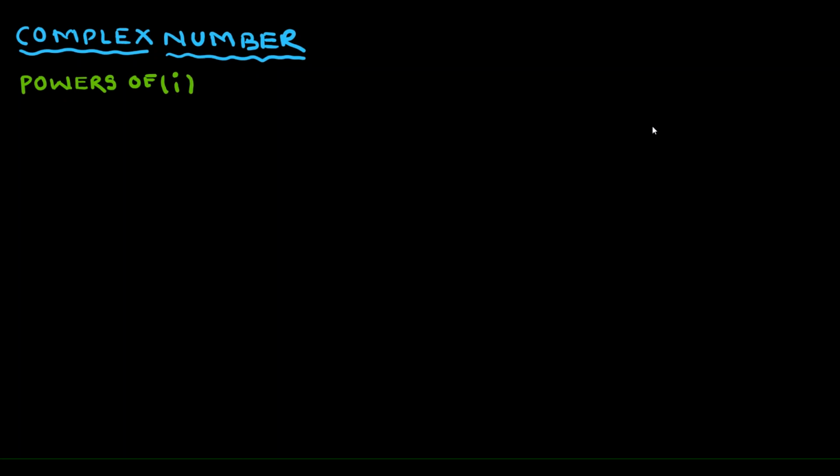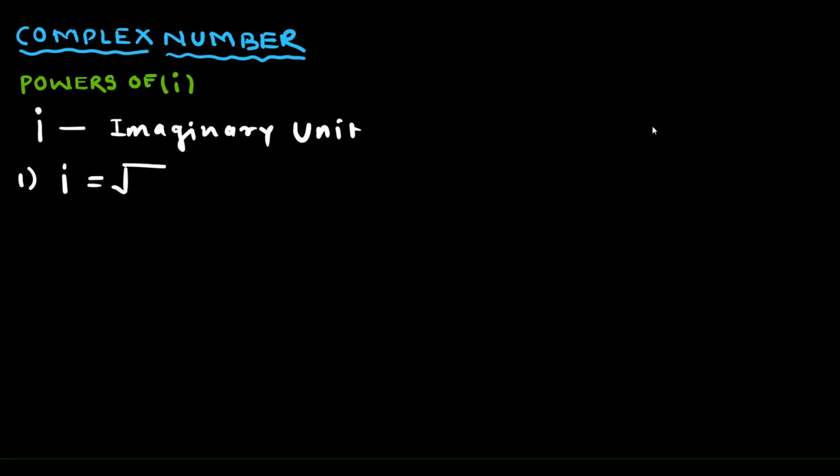Hello students, in complex numbers, the next point is powers of i. We know that i is called the imaginary unit. The first result is that the value of i is equal to the square root of -1. The second result is that i square is equal to -1.